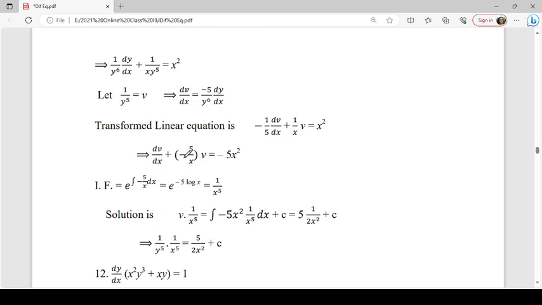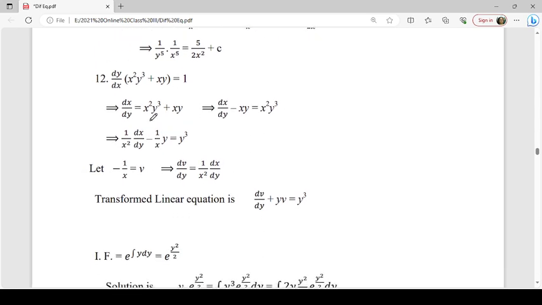So we can follow this. This is p, so the integrating factor is e to the power integration of minus 5 by x dx, and it is 1 by x to the power 5, and the solution is this one. Now after getting this solution, because we are getting this in terms of v, in place of v we need to write 1 by y to the power 5. So this is the solution.